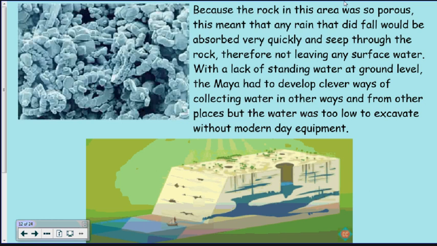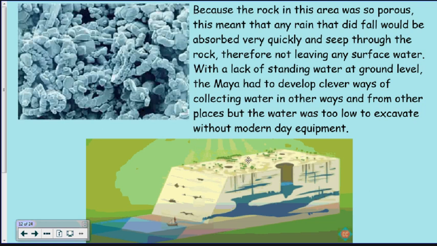With a lack of standing water at ground level, the Maya had to develop clever ways of collecting water in other ways and from other places, but the water was too low to excavate without modern day equipment. Excavate means to dig up. So without equipment like we have today, like diggers and things, it was very hard for them to get that deep underground to reach the water that they really needed. And obviously with this limestone, rivers and lakes couldn't form because the water would just seep straight through. So they didn't have those things available to them.